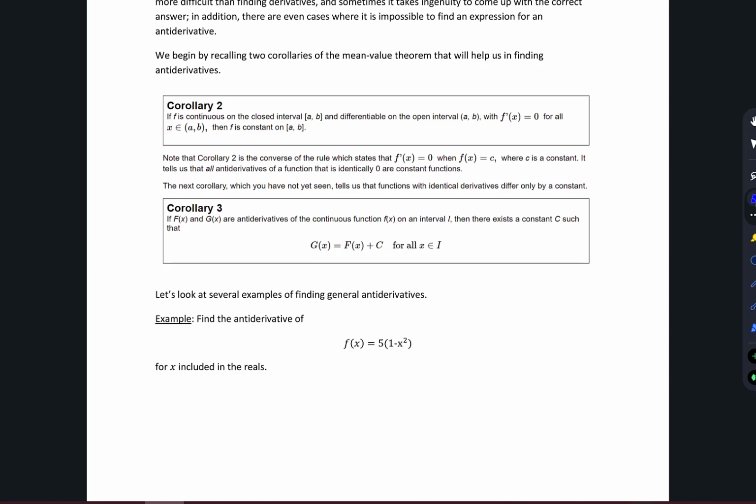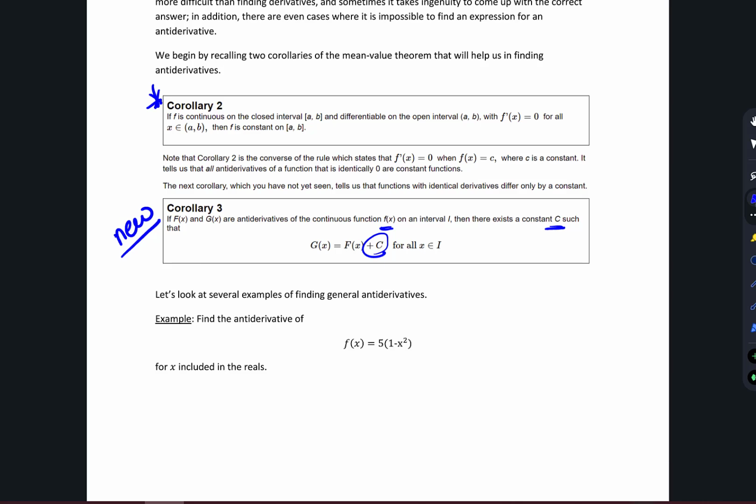And it ends up that the mean value theorem that you saw previously can actually help us find antiderivatives. Previously, in the section on the mean value theorem, you already saw Corollary 2, and we're going to add in this new Corollary 3. It ends up that Corollary 2 can help lead us to Corollary 3. Your book talks more about how to prove that, so I'm going to leave you to read that section on your own. But Corollary 3 essentially says, if F of x and G of x are antiderivatives of the continuous function f of x on the interval I, then there exists a constant C such that G of x is equal to F of x plus C for all x in I.